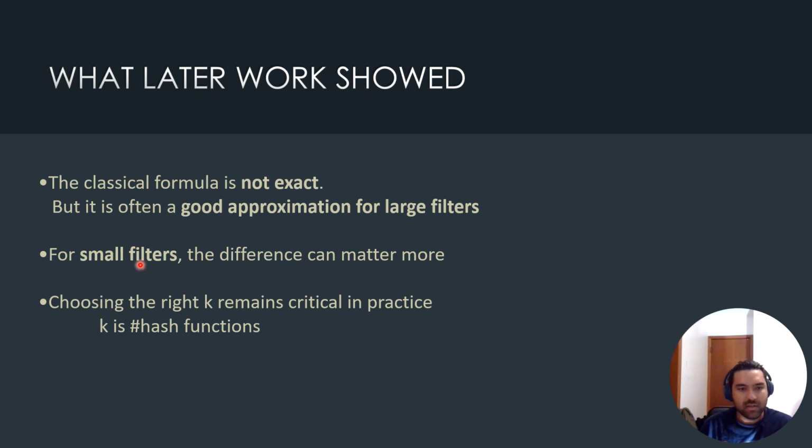For smaller filters, the difference can matter more, so the corrected analysis became more important. Another key takeaway is that choosing the right number of hash functions k is critical. If k is too small, the filter may not use space efficiently. If k is too large, too many bits get set, which can increase the false positive rate. So later work did not just correct the mathematical detail, it helped us understand when the classical approximation is acceptable, when it is not, and how Bloom filters should be configured more carefully in practice.